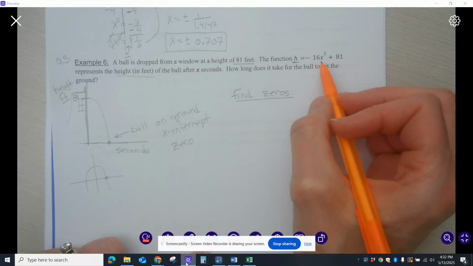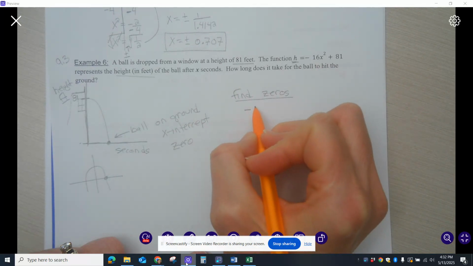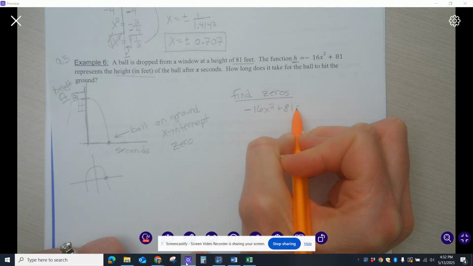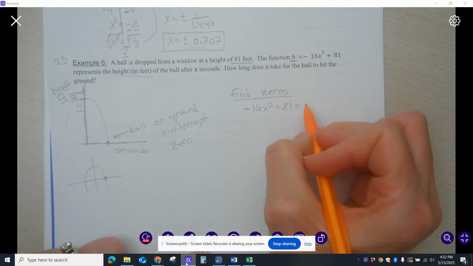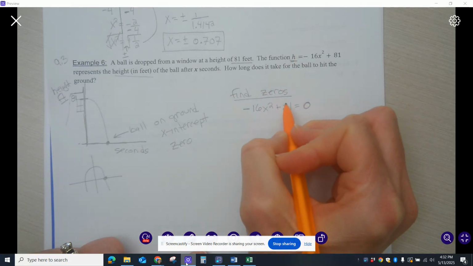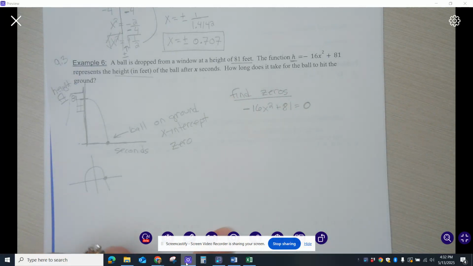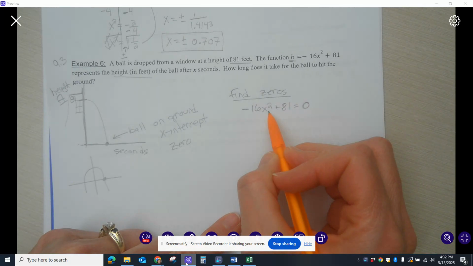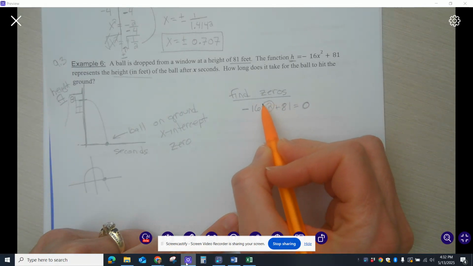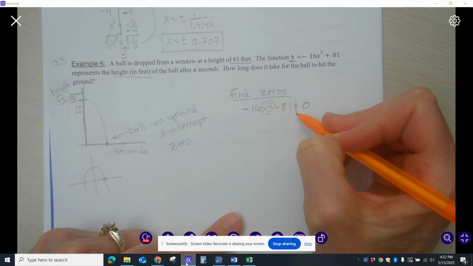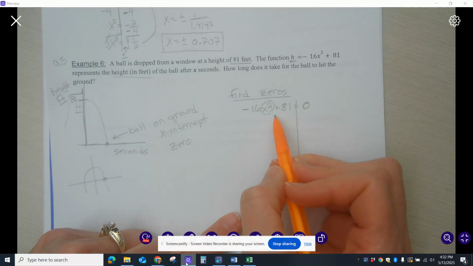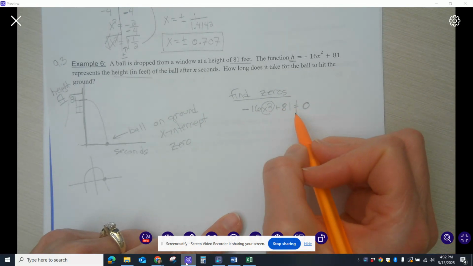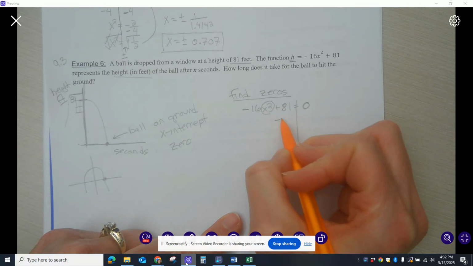So if we're finding our zeros, that means our height is 0. So this h is 0, because if our ball is on the ground, it has no height. Okay, this looks like solving by square roots. I want to get this x squared by itself. I only have an x squared. I don't have an x, so I don't need to factor or anything like that. This is exactly a section 9.3 problem.